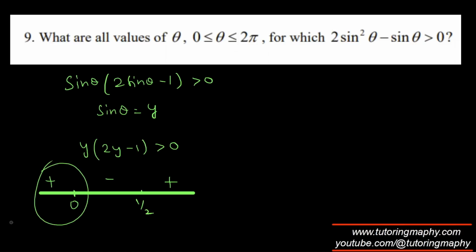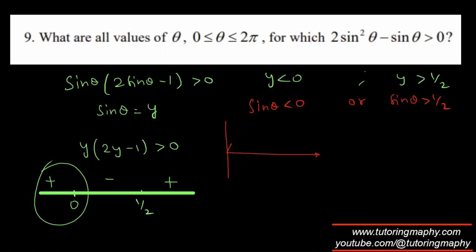It should be positive, which means that either y is less than 0 or y is greater than 1 over 2. Y is sine, so sine theta should be negative or sine theta should be greater than 1 over 2. So sine is negative. When is sine negative? When, of course, this happens. It is below the x-axis. So it is between pi and 2 pi. Pi and 2 pi both are not included because 0 is not included. So the first answer is pi to 2 pi.